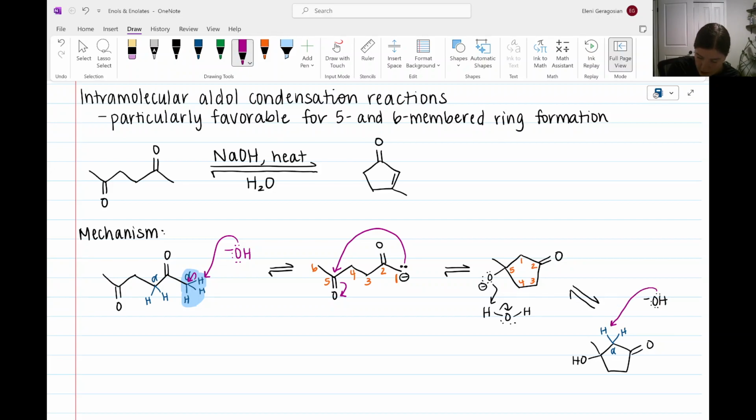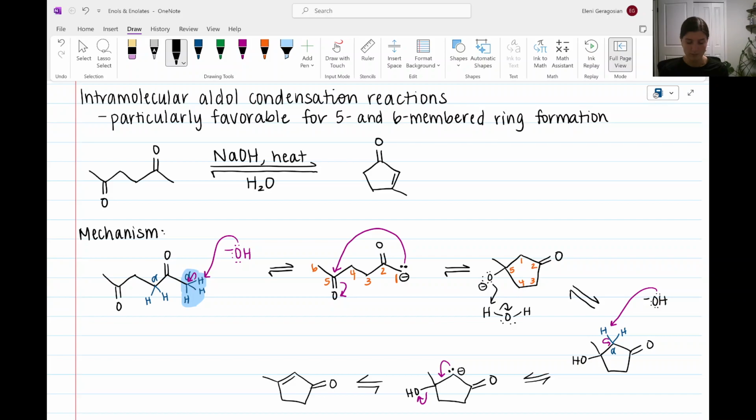So this base removes a hydrogen, creating a negative charge on that alpha carbon. Everything else is the same in this molecule, and then in our final step, we form the carbon-to-carbon bond and remove the alcohol. So this is that final product.